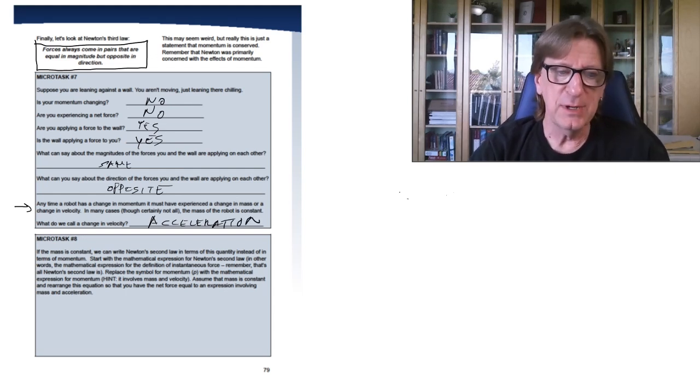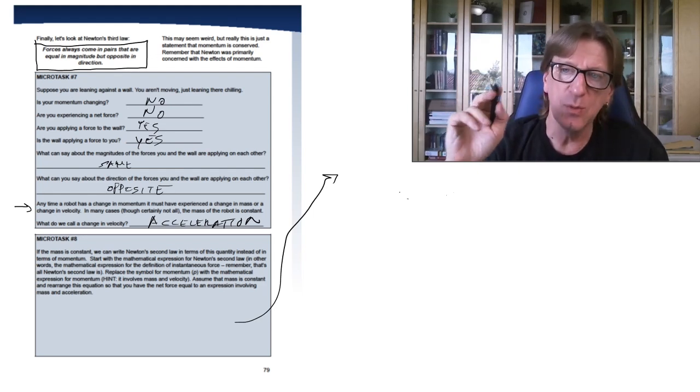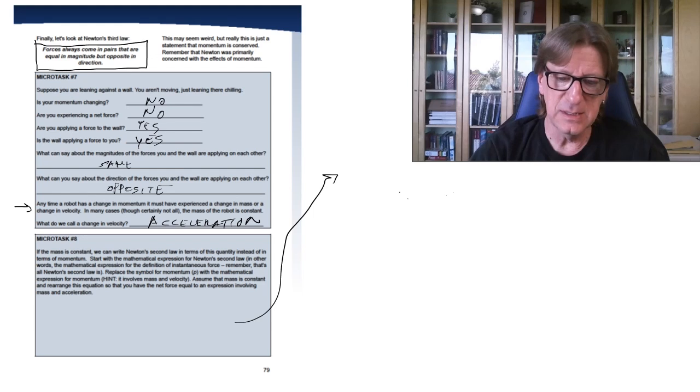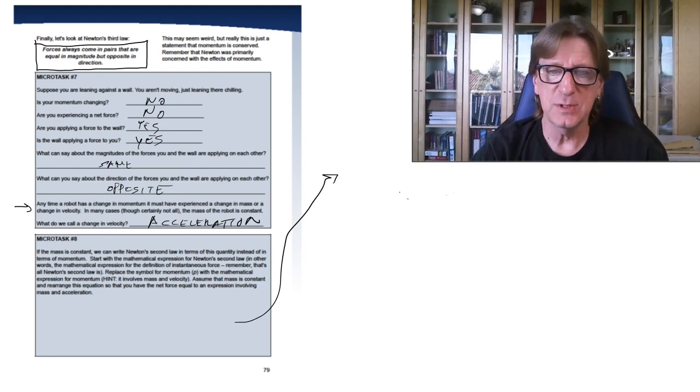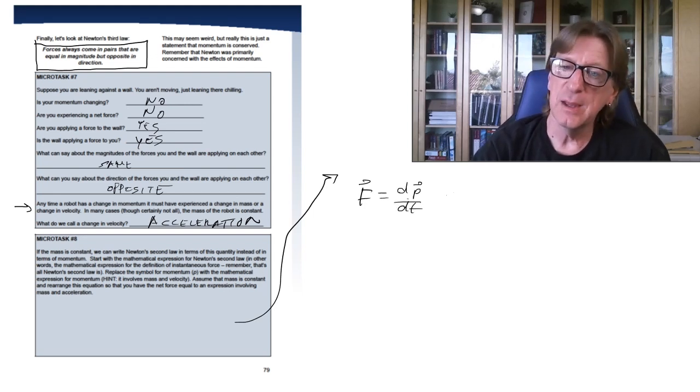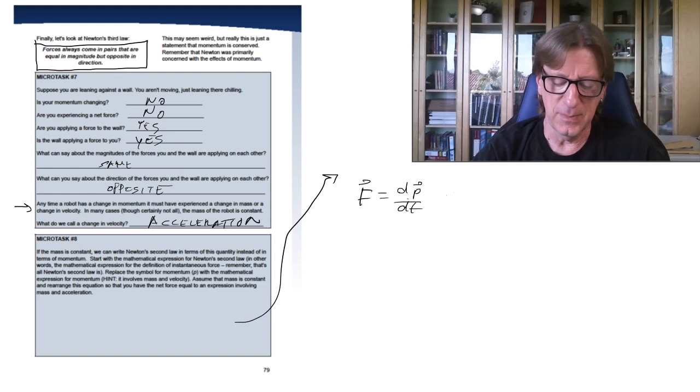Okay. So I'm going to take microtask 8 and I'm going to put it up here so I've got some room to work. So let's stay with that special case that says that the mass is constant. And even though we know that's almost never true, we're going to take that one special case. All right, so let's start with the definition of force, which is Newton's second law. And we're going to look at the instantaneous force for this one. Okay, well, this is Newton's second law, just copied straight down.